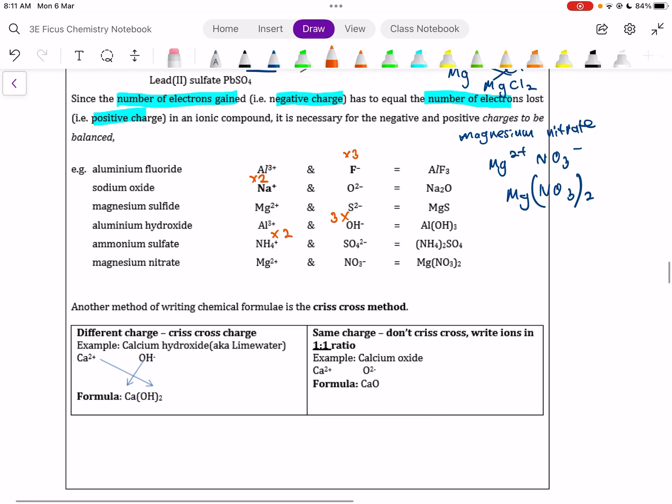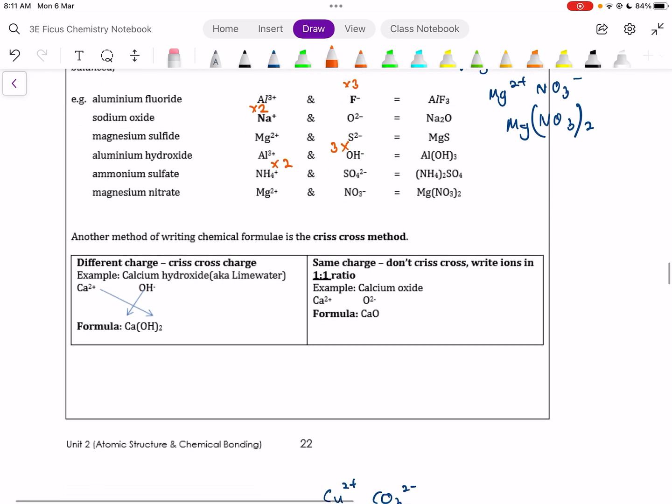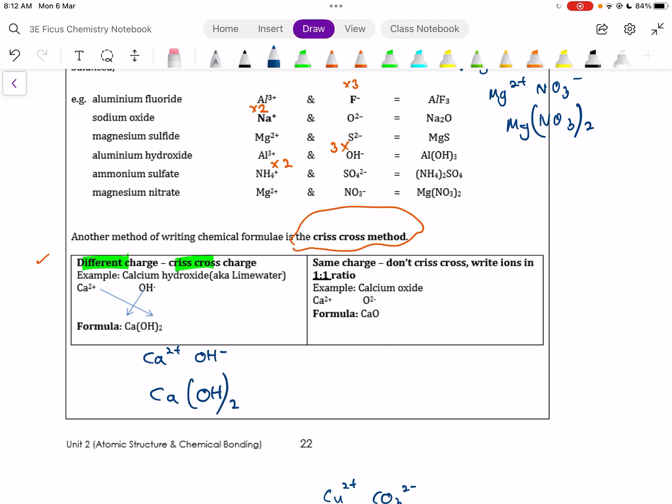Okay, let's look at the crisscross method. For the start I'm going to use this method more. So here you have Ca2+ and OH-, and you've got to do a crisscross. Different charge, remember, so you do the crisscross: your 2 comes here, the 1 comes here, so you do a bracket, Ca(OH)2.